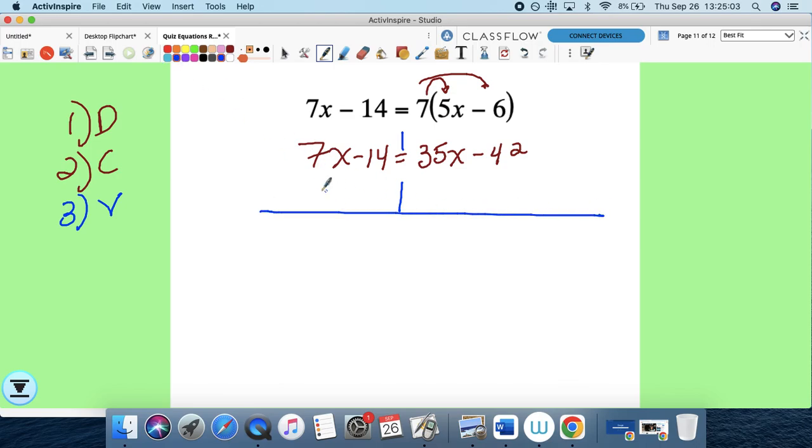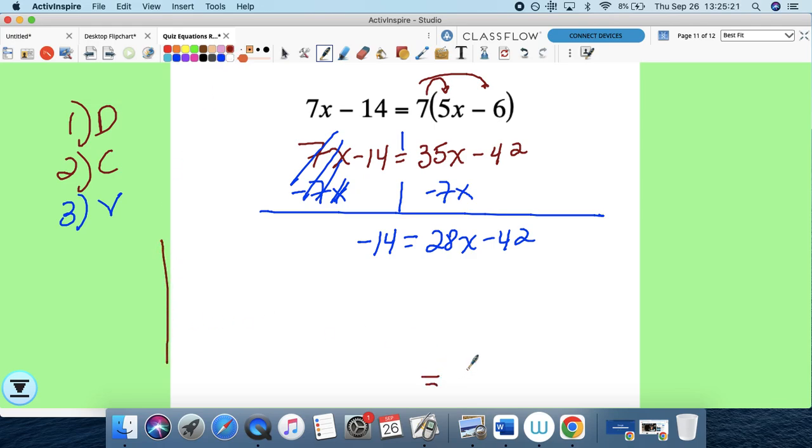That's a positive 7x, so we're going to do minus 7x. And on the other side, I have to do minus 7x as well. So notice that these two go away. -14 comes down. 35 minus 7 is 28x minus 42. And now you know what to do. So again, our equation is going to look like this. Our final line is going to look like that.